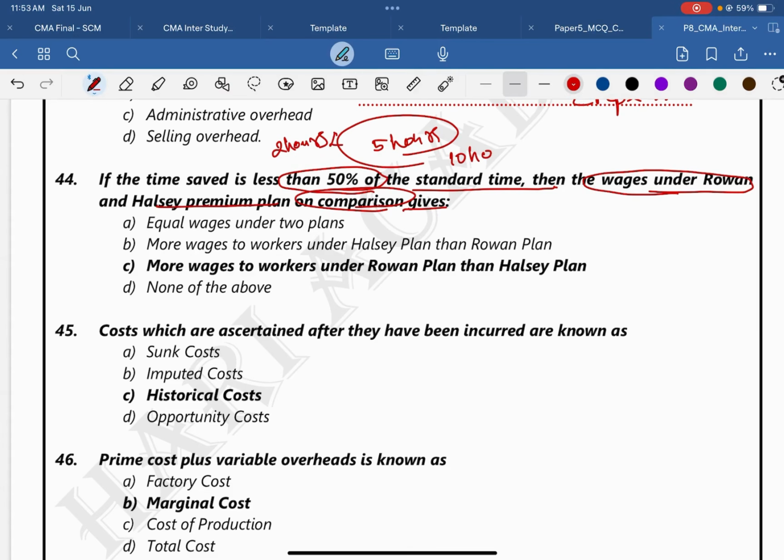If it is less than that value, under Rowan premium plan, which comparison will you give? That's very simple. You will put this in the formula and you will get the answer. More wages to the workers under Rowan plan than Halsey plan. Because in Halsey plan, we will only consider half, it is nothing but 50% only. Under the Rowan plan, we will take a proportionate value. So more wages to workers under the Rowan plan than the Halsey plan.